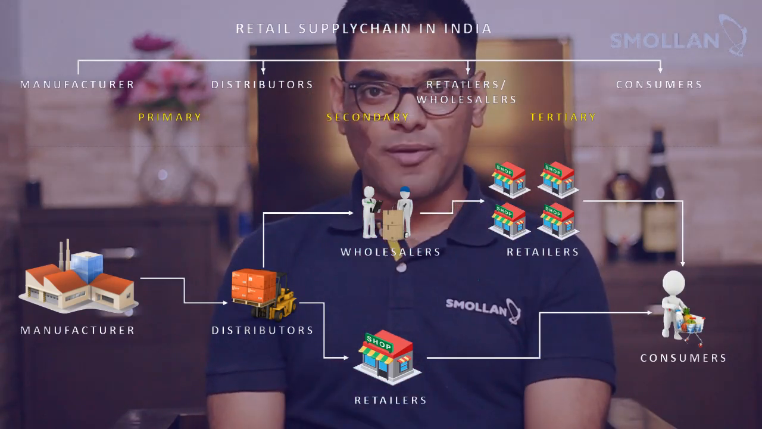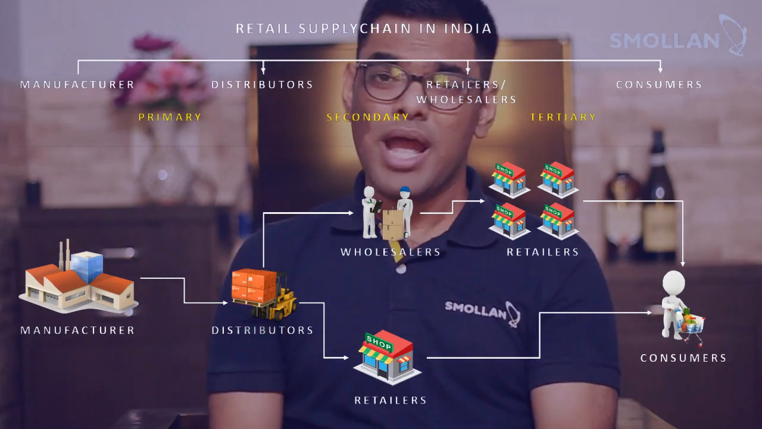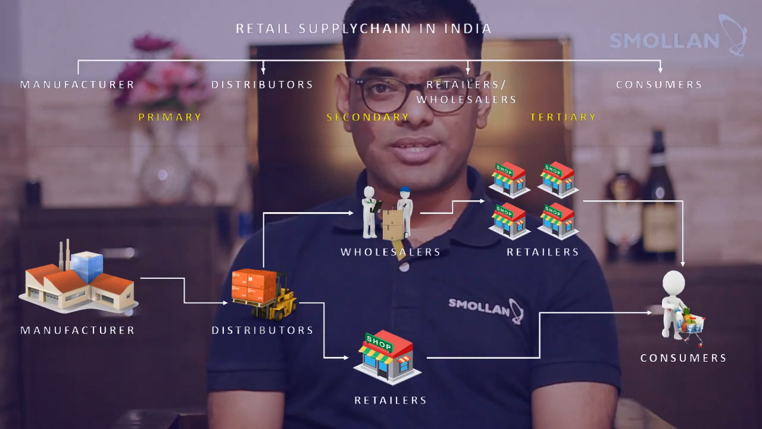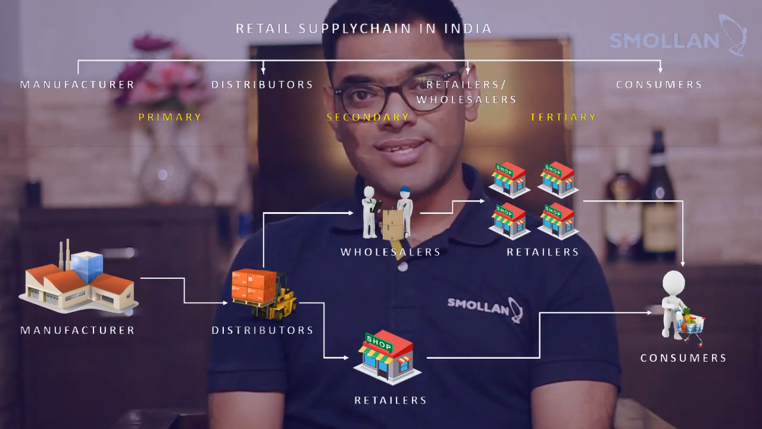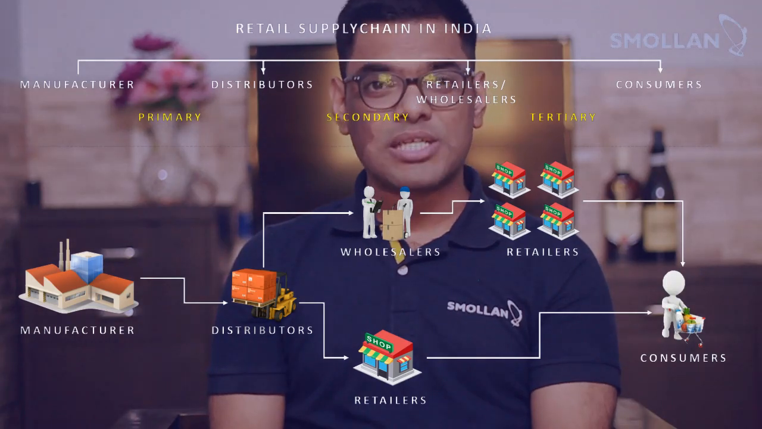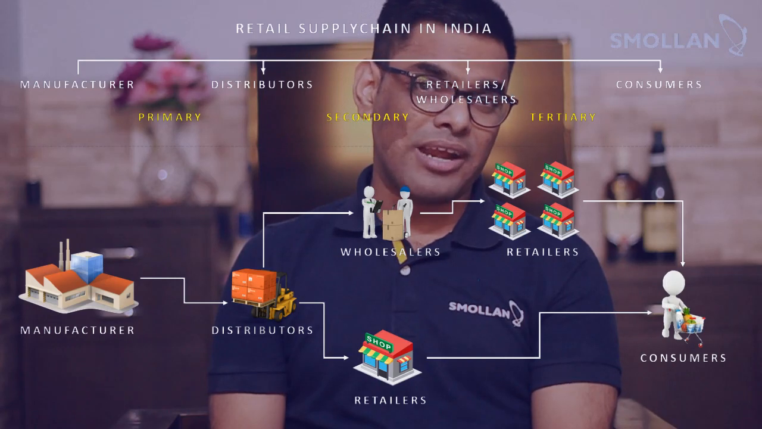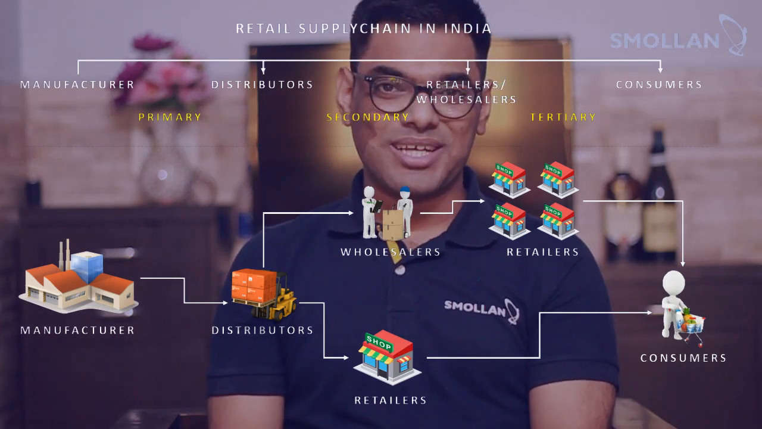If you look at the top of the screen, you see that the first transaction that happens between the manufacturer and distributor is called primary sales. Further, the transactions that happen between a distributor and the wholesalers and retailers are called secondary sales. The transactions that happen between them and, finally, the consumers are called tertiary sales.